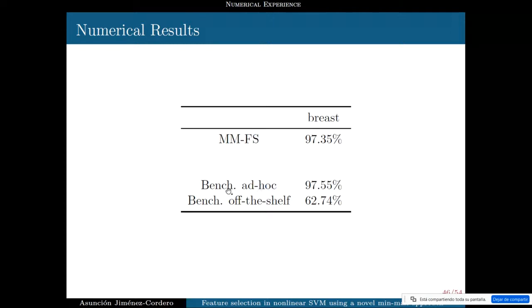In the second comparison, we choose a benchmark method in the literature, which uses an ad hoc strategy with heuristics that are not very complex, not very simple, and we see here that our off-the-shelf strategy is comparable in terms of accuracy with the one in the literature that needs to tune a lot of hyperparameters. And for the sake of comparison, we have also tested this very same benchmark strategy, but instead of using the ad hoc strategy, using off-the-shelf solvers, and you can see here that the results are very bad.